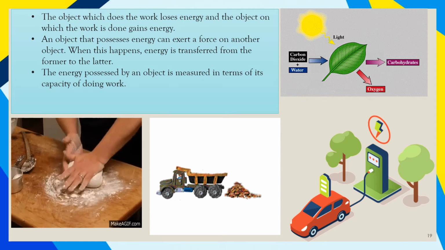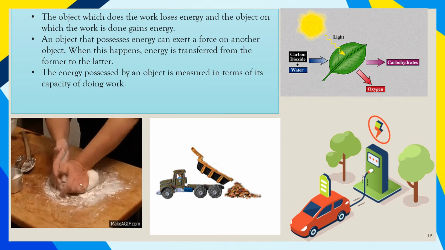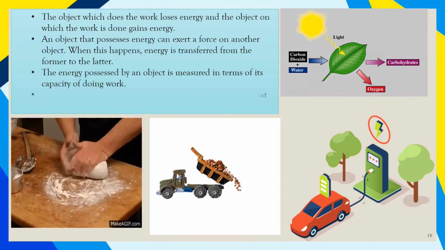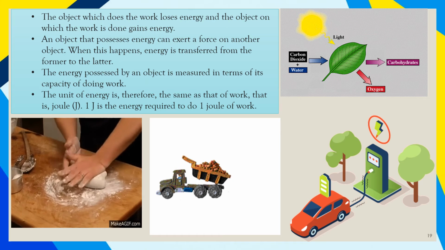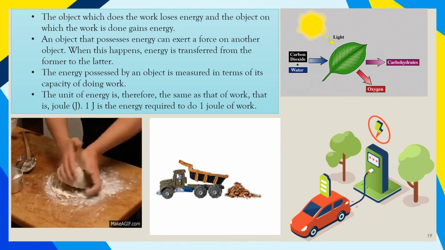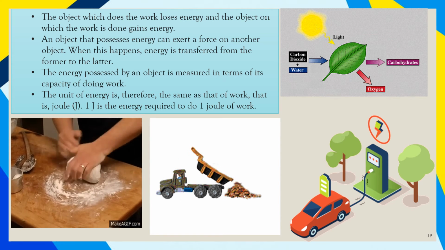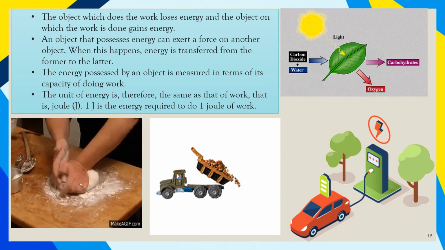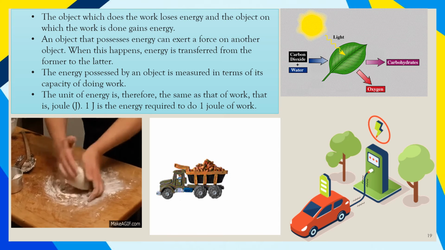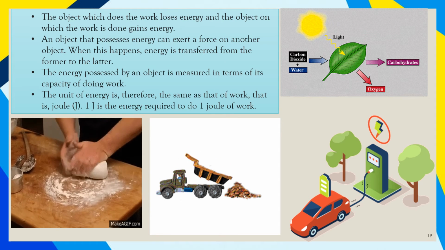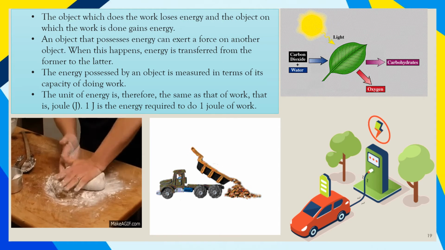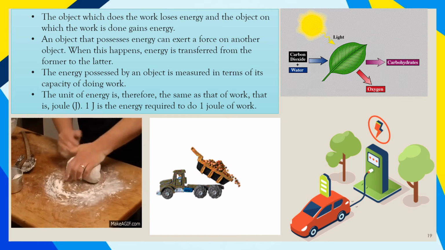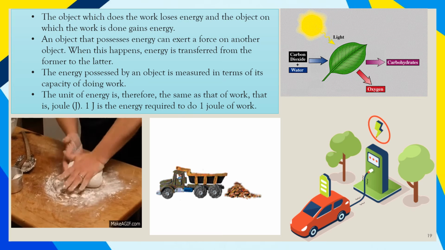The energy possessed by an object is measured in terms of its capacity of doing work. How much capacity does it have to do work? The unit of energy is similar to that of work. Why? Because work and energy, as I already told you, go hand in hand. If there is energy, only then will there be work, and if work has been done, it means there was energy. So the unit is joule. So 1 joule is the energy required to do 1 joule of work.